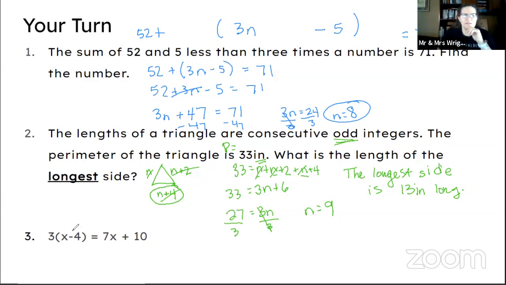Moving on here to this last one. I want to distribute this. I'm going to get 3x minus 12 equals 7x plus 10. Now I want to move some of these to different sides. I want to move my variable from the right to the left. Okay. And I'm going to move my constant from the left to the right.